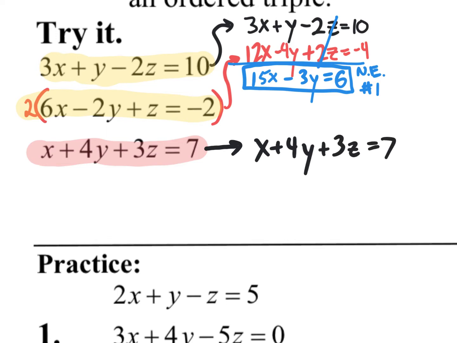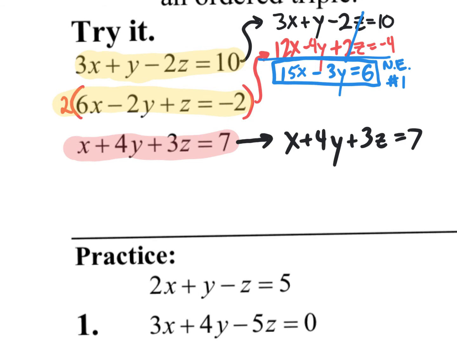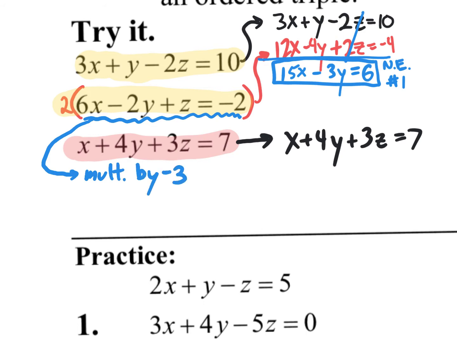And now I'm going to use the second one, and I'm going to modify it. I'm going to put a squiggly underline underneath the second one, and I'm going to draw an arrow, and on this arrow going this way, I'm going to actually write out some notes to myself. I'm going to say multiply by negative 3. Now, why would I say multiply by negative 3? Because that's how I'm going to get the 3Z to cancel, okay?